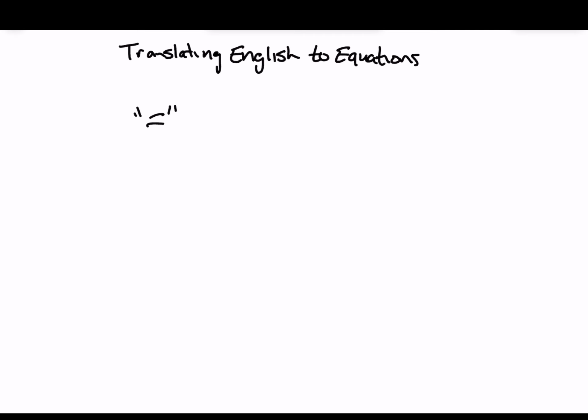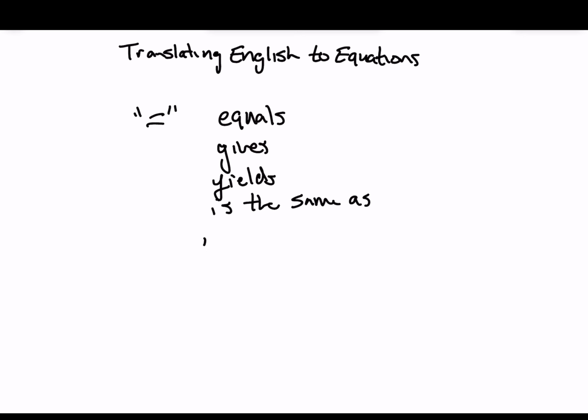Some words that we might see are equals, gives, yields, is the same as, and is, was, or will be. Anytime you see those words, you can insert an equal sign into your equation.